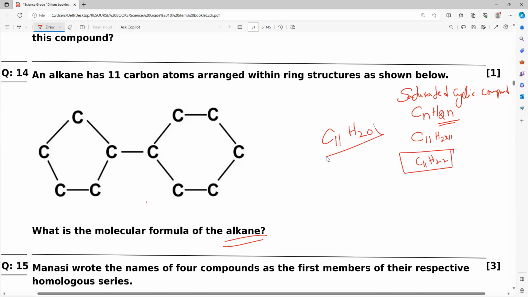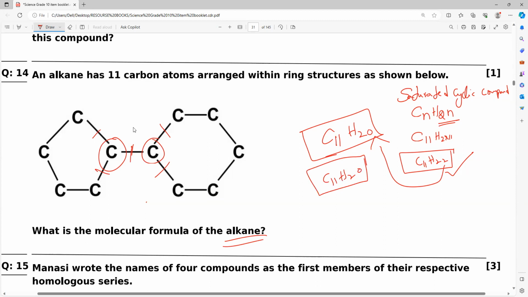But here the answer is C11H20, because C11H22 is the answer when every carbon has connections with only 2 carbons. But here, if you notice, this carbon and this carbon have connections with 3 bonds. That is the reason 2 hydrogens are going to be reduced. So we are going to get C11H20.